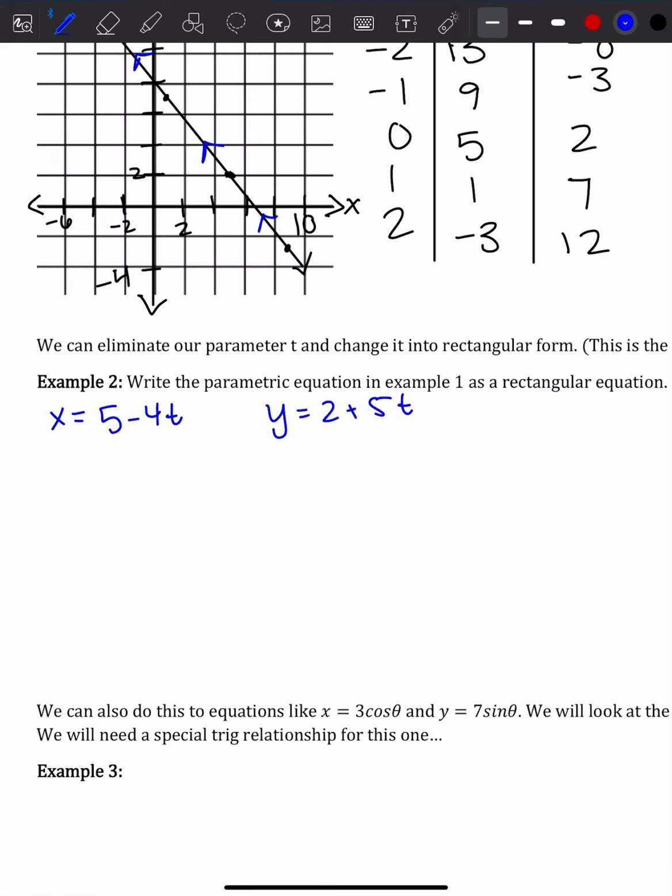So rectangular form is y equals. So what we want to do is replace t with x in that y equation. So what we're going to do is move around what we have. So I want to get t by itself. So I'm going to subtract 5 from both sides.